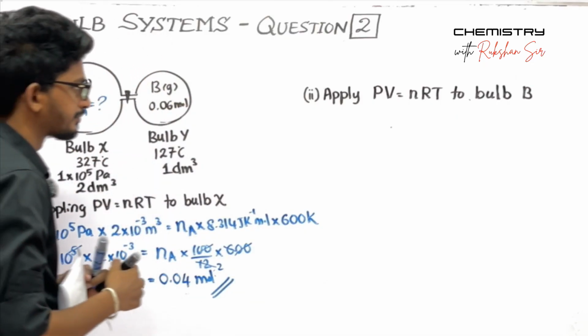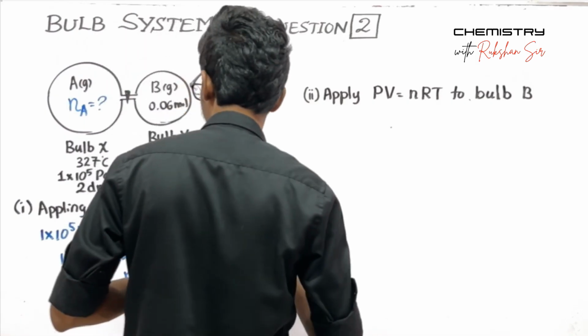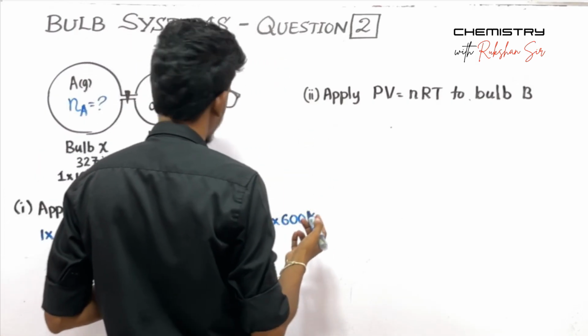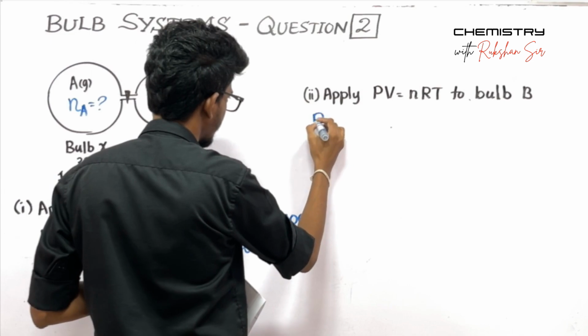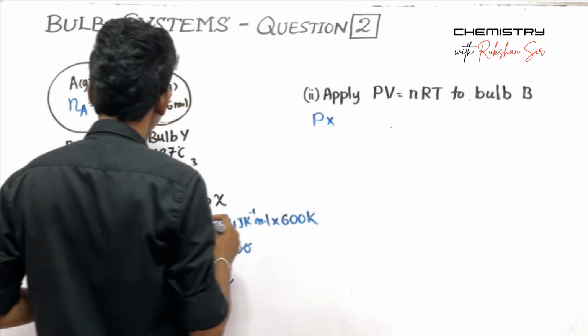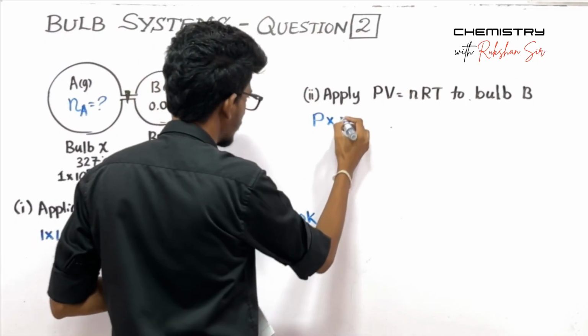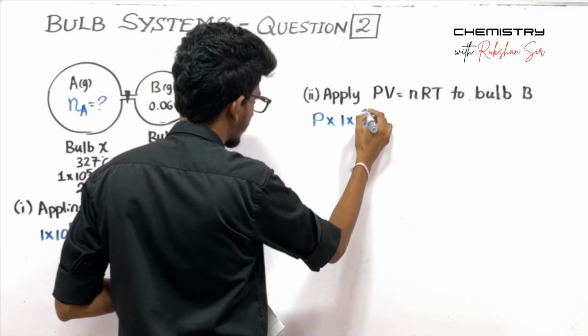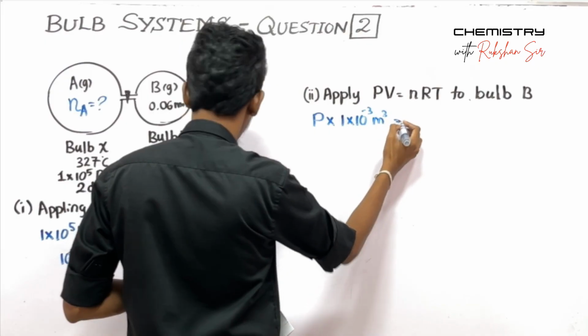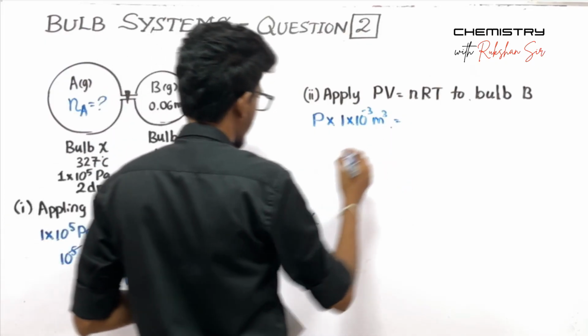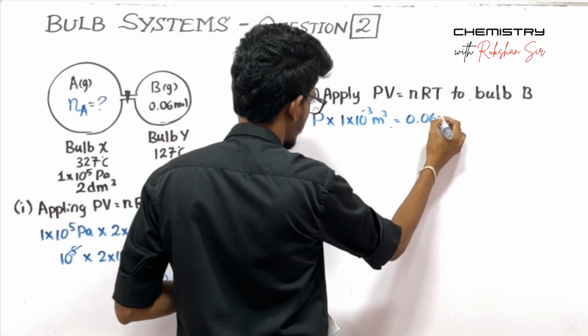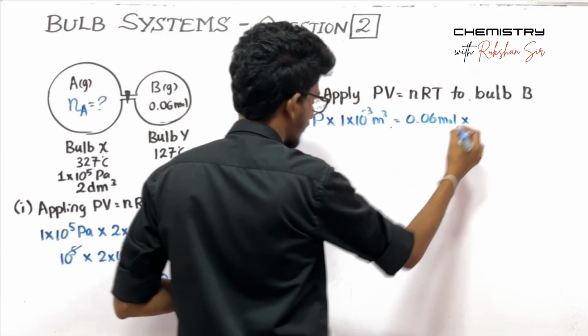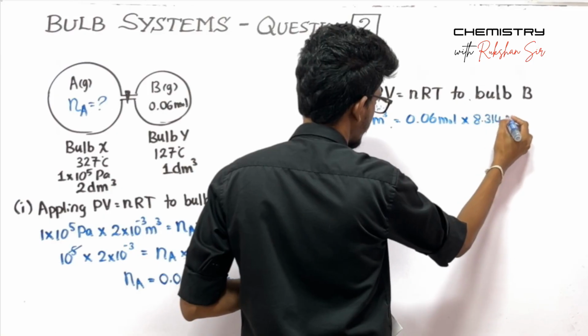Let's copy the values. The pressure is what we are looking for at bulb B, and V is given as 1 decimeter cube. In SI units, 1 into 10 to the power minus 3 meter cubes. n is given as 0.06 moles. R is 8.314 joules per Kelvin per mole.